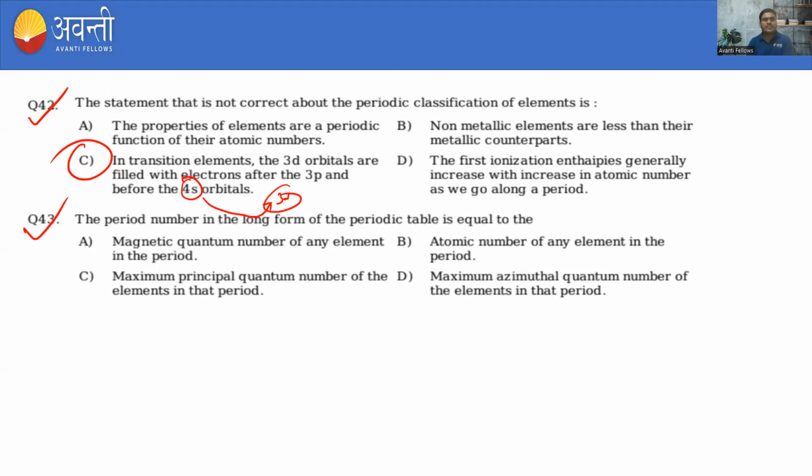Okay, move to the next question, number 43. The period number in the long form of the periodic table is equal to what? The period number in the long form of the periodic table is always equal to the principal quantum number, right? If I'm talking about the second period, it means all have n equal to 2. If I'm talking about the third period, all have n equal to 3. So always remember this: the maximum principal quantum number of the elements in that period is equal to the period number. Okay?